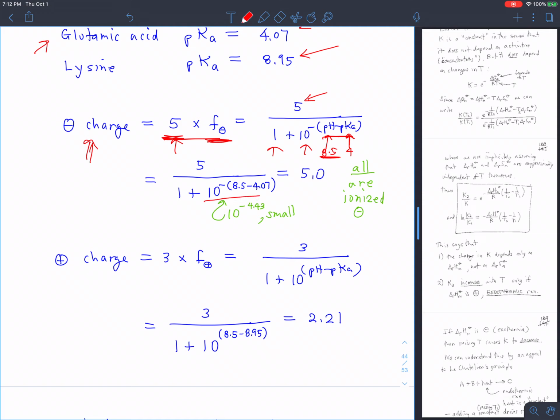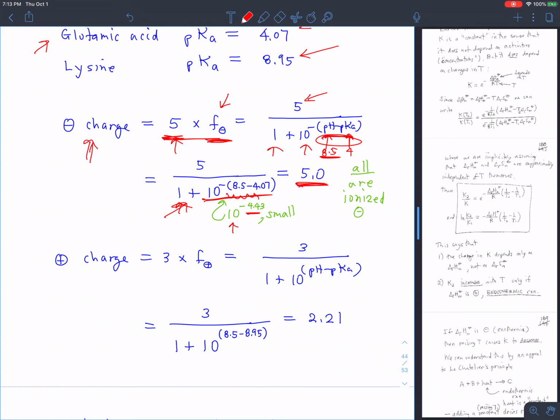And in fact, if we look at this 10 to the power part of the expression here, it's 10 to the minus 4.43. That's what happens if you plug the numbers in there. 10 to the minus basically 4.5, which is about 3 times 10 to the minus 5. So this is a very small number compared to this 1, which means this denominator is basically 1, which means that all of the acid is in the ionized form. It's all in the A minus form. All of those glutamic acids are purely turned on.